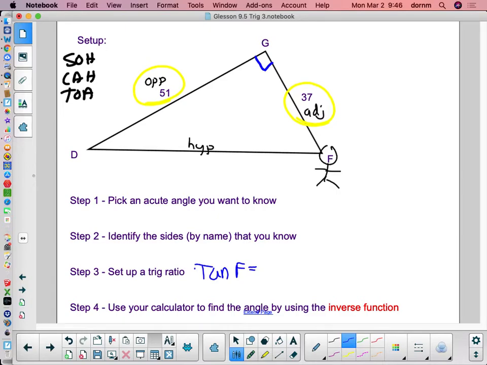Okay? Equals, and this is just what we did the first day. What's the ratio going to be? TOA. Remember, the SOHCAHTOA doesn't just tell us what goes with what. It also tells the order, opposite on top, adjacent on bottom. Right? So 51 over 37. Now, I could turn that into a decimal and look it up in my chart, but that's really not necessary. Here's where our calculator is really nice.